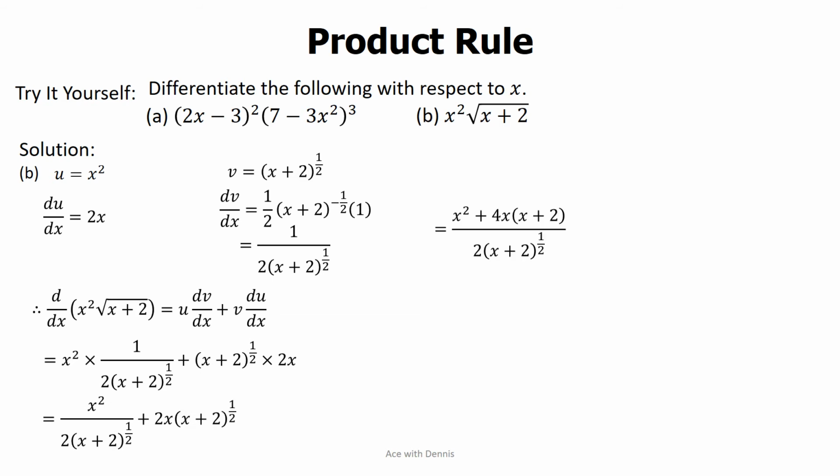Okay, then we combine the two fractions together into one fraction. Simplify further, and we get the final answer is x times (5x plus 8) over 2 square root of x plus 2.